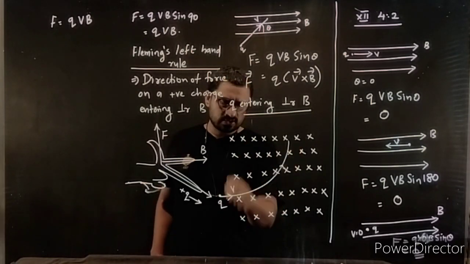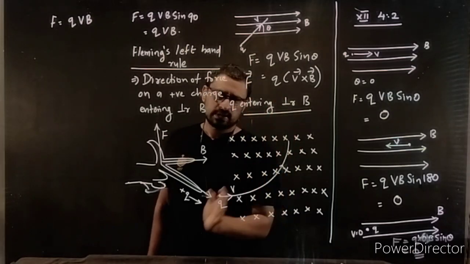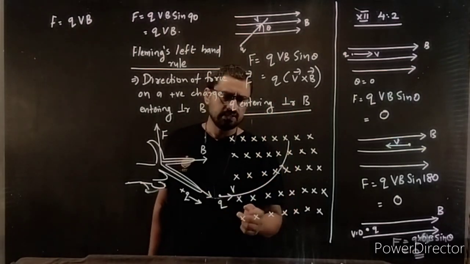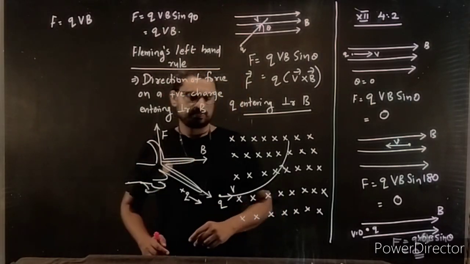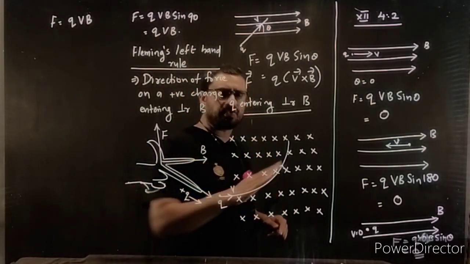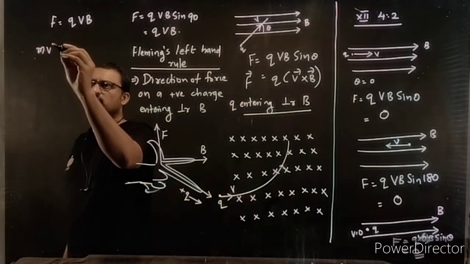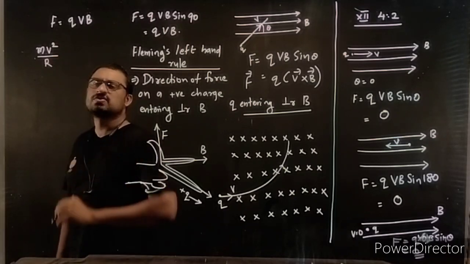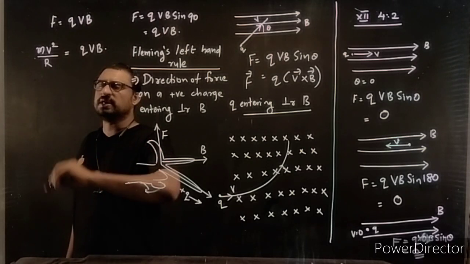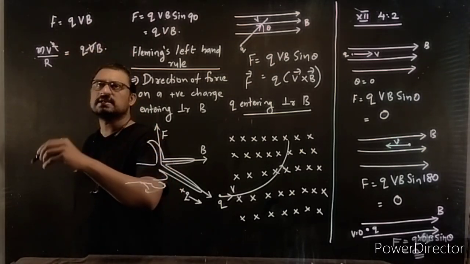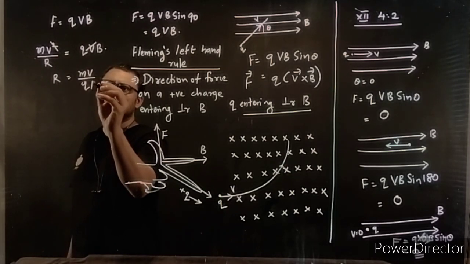Now here, if there exists only magnetic field in this region, it will follow the curve of a circle within that field only. Within this magnetic field, it will follow the path of a circle, where the centripetal force mv square by r is given by this magnetic Lorentz force, QVB. So v square and velocity cancel, and you will get radius equal to mv by qB.